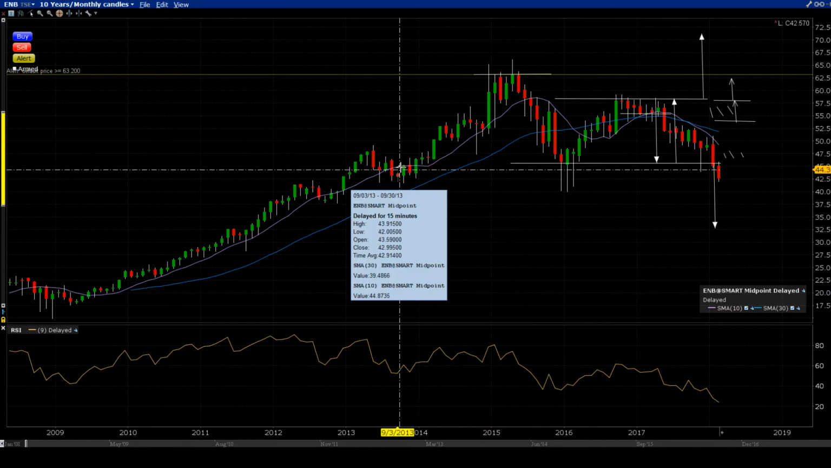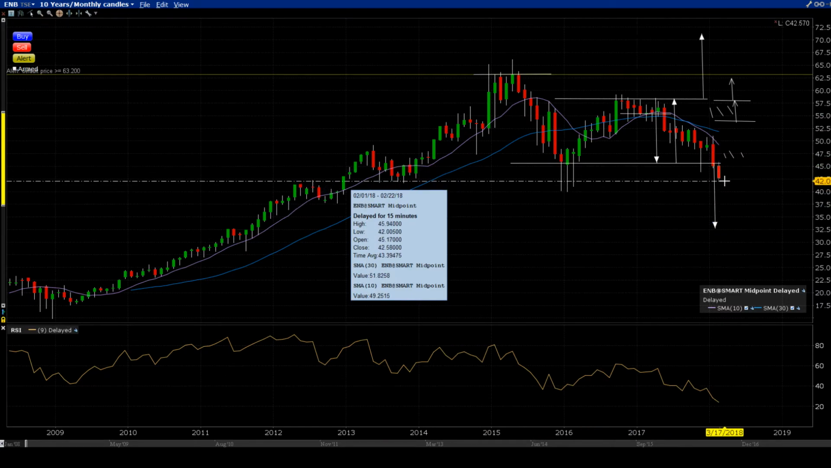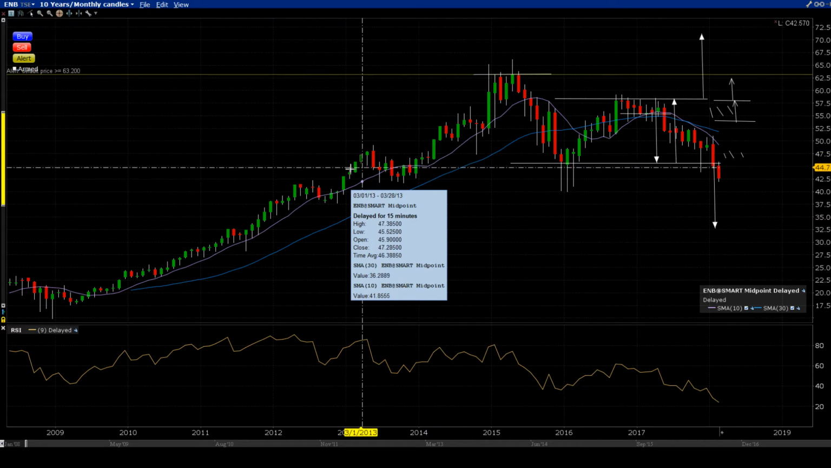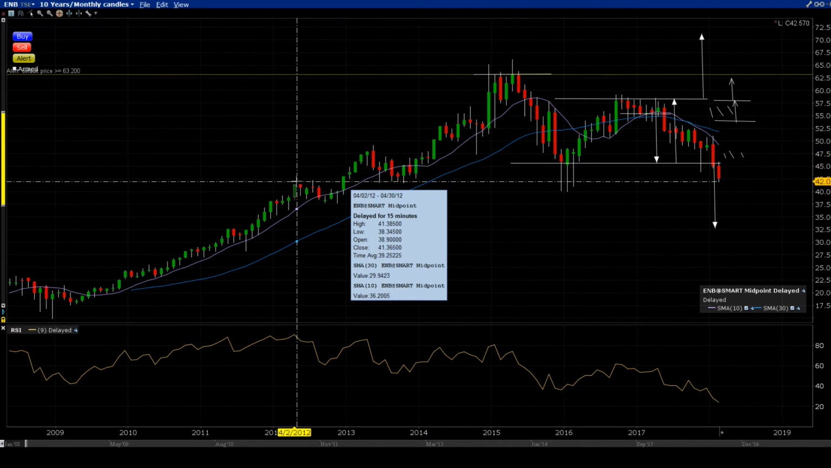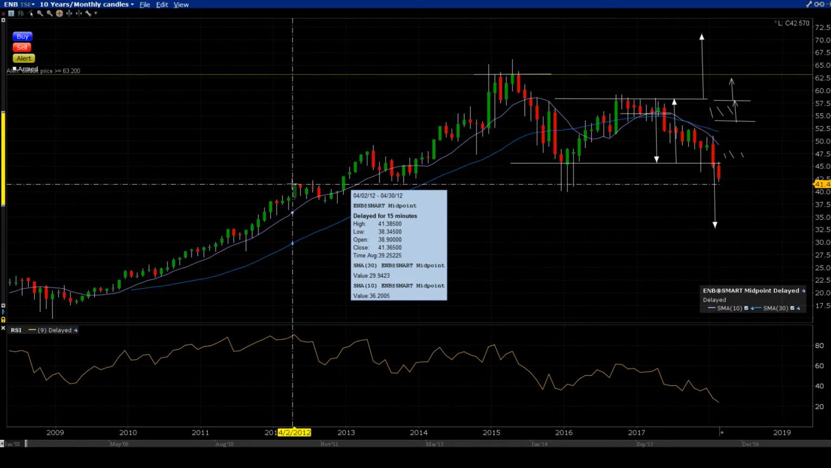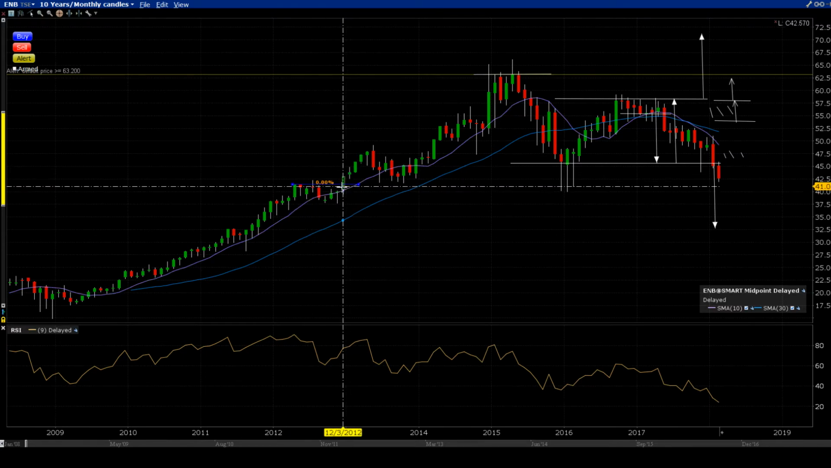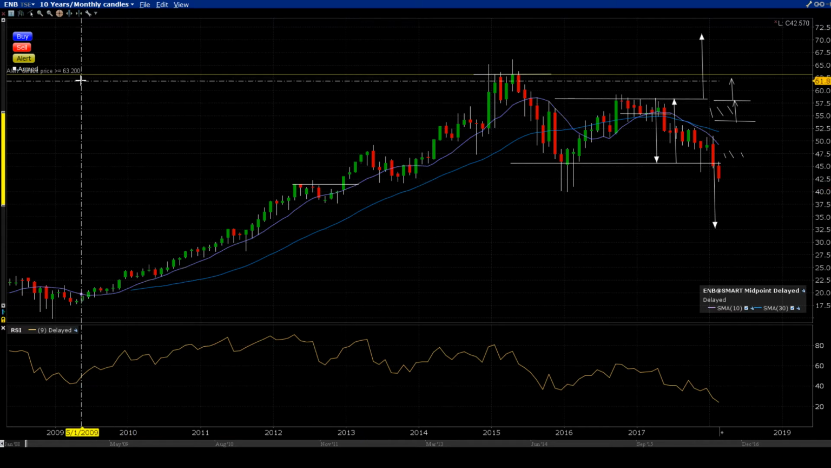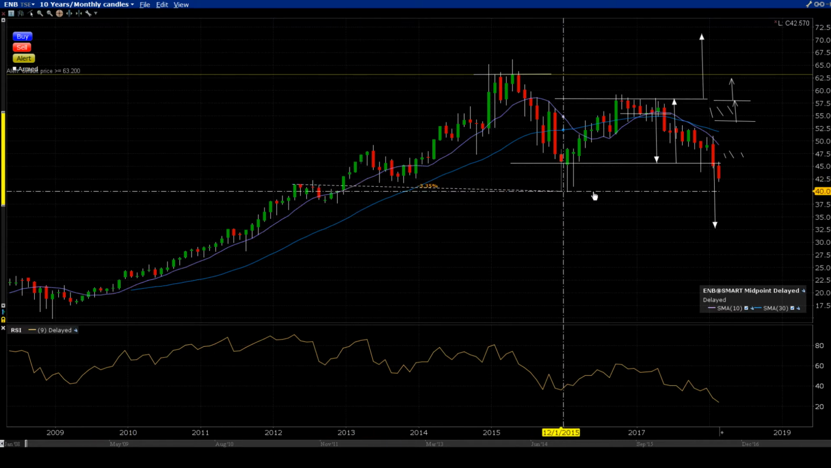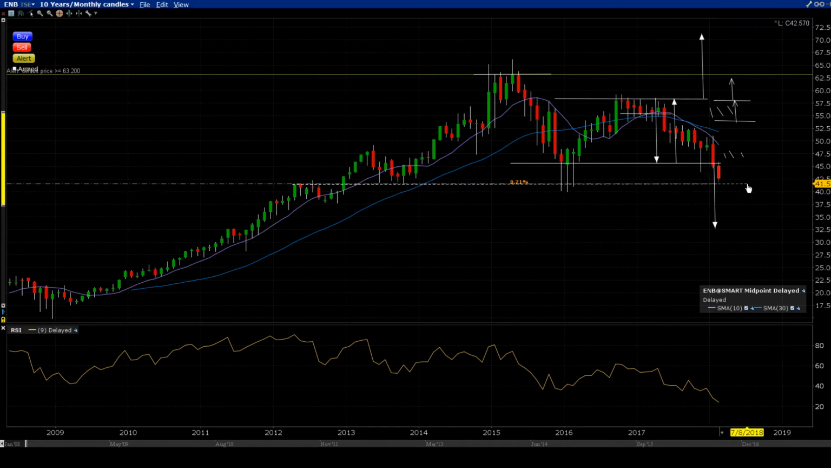All right, so right now we had this target here. But again, I would have looked. Okay, I have that concept of previous support turns resistance, and previous resistance turns support, especially on breakouts. Here there was a breakout. So this support, this resistance here now is, let me draw a line, support.